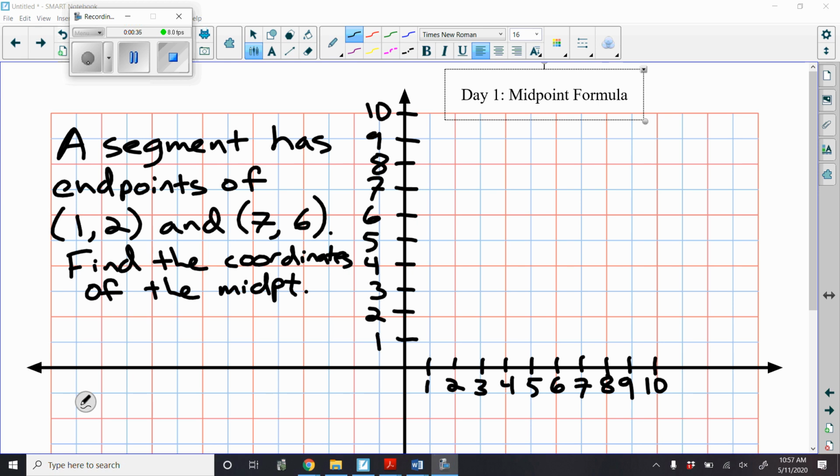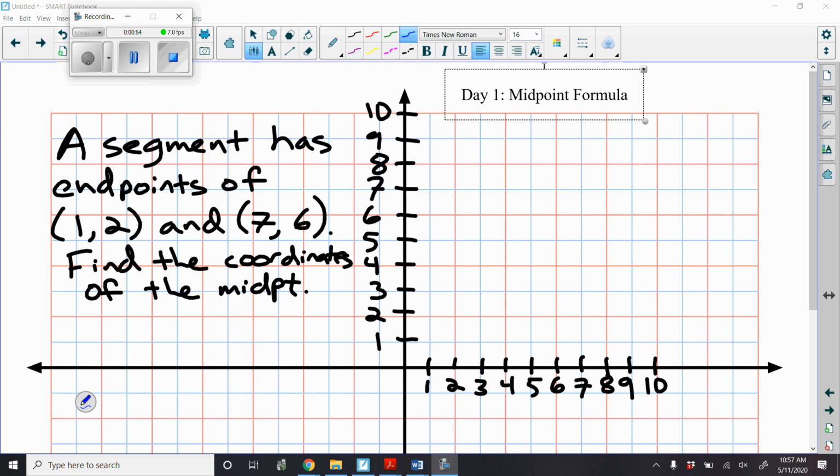Let's start by looking at a segment in the coordinate plane. So here's what it says. A segment has endpoints of (1, 2) and (7, 6). Find the coordinates of the midpoint. Okay, well, first thing I'm going to do is plot those endpoints. So I'm going to plot (1, 2).